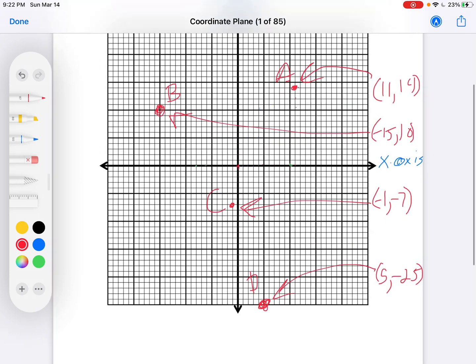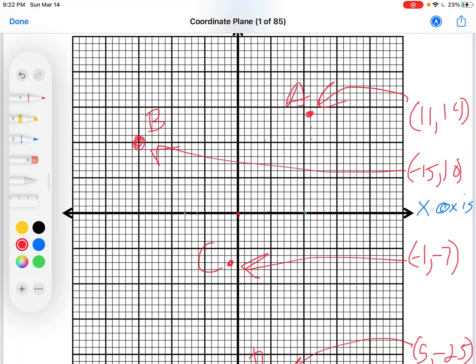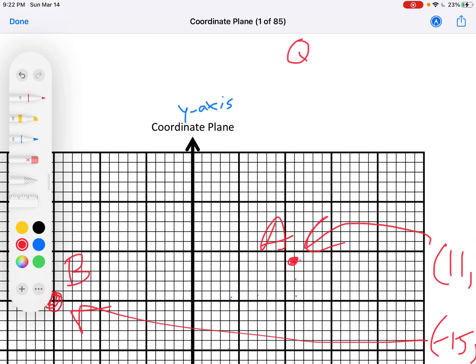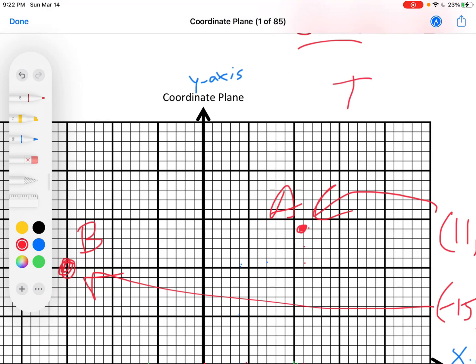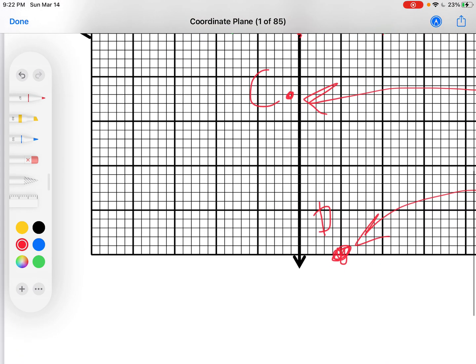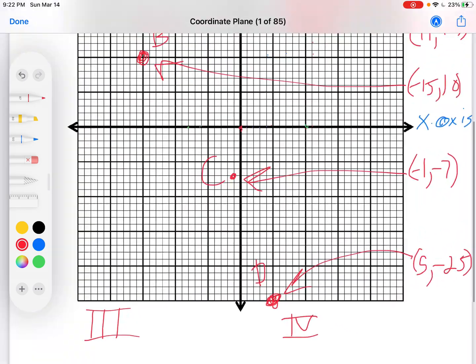Okay. Now, we have the x-axis and y-axis. They seem to cut it into 4 pieces. Those 4 pieces are called quadrants. Since there are 4 of them, that's quad, and they are numbered with Roman numerals. This is quadrant 1, this is quadrant 2, this is quadrant 3, this is quadrant 4.